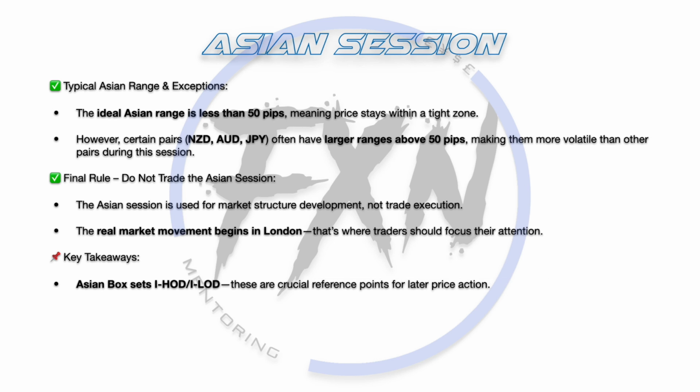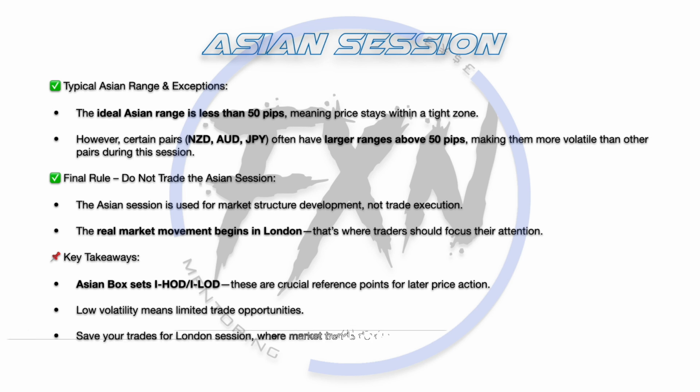So the Asian box sets the initial high and initial low of the day. These levels influence price action later. Low volatility means limited trade opportunities. Focus on the London session for best setups. Stop hunting is common, so avoid falling into the trap. Remember that successful traders know when not to trade. If you want to win, don't waste your time on slow, low liquidity markets. Wait for the real move and execute with precision in the London session.